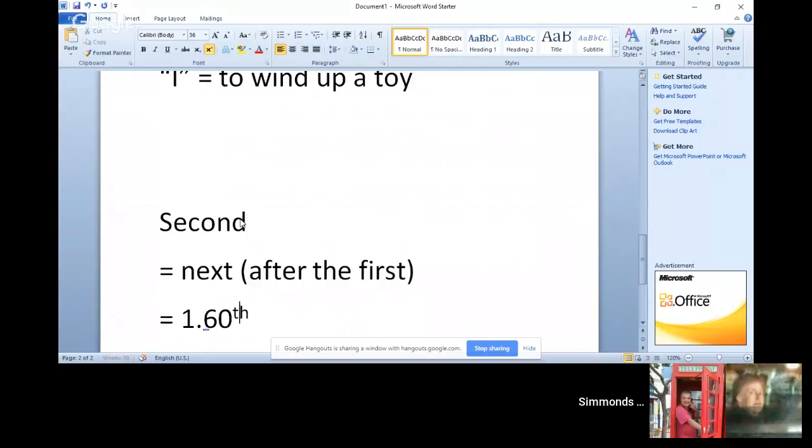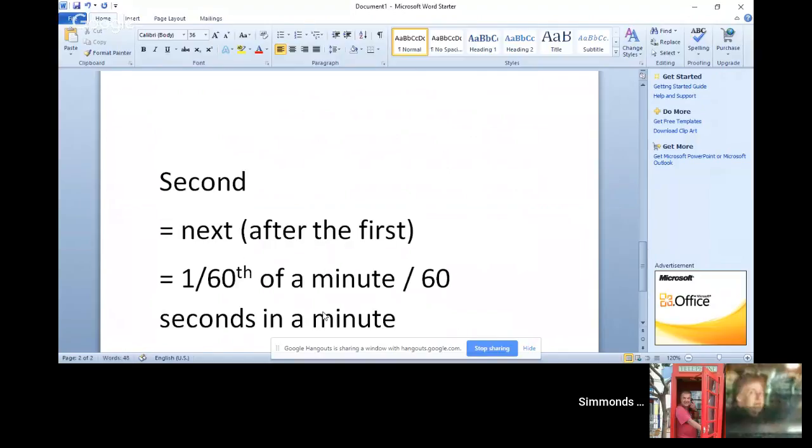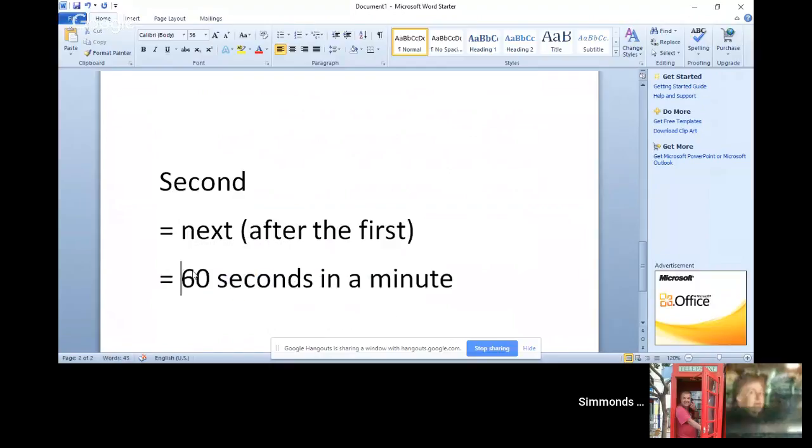1/60th of a minute. So time. 1 second. There are 60 seconds in a minute. This one might be easier to understand, so I'll just leave it as 60 seconds in a minute. So again, second, that's just how we pronounce it, but they're different words.